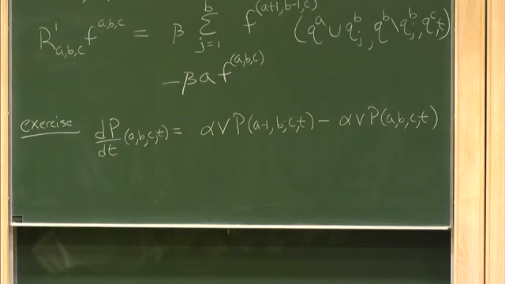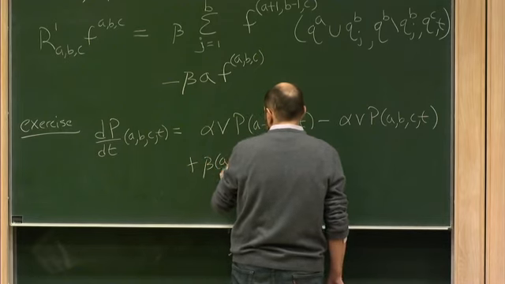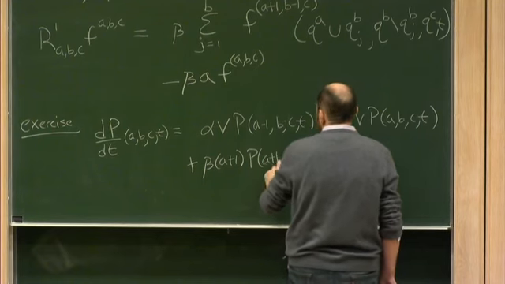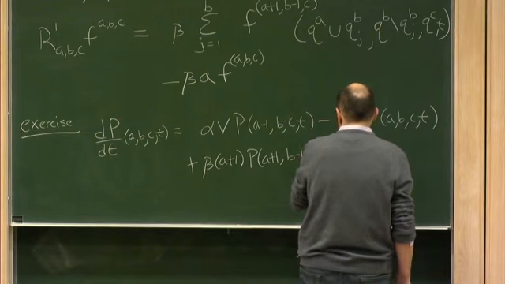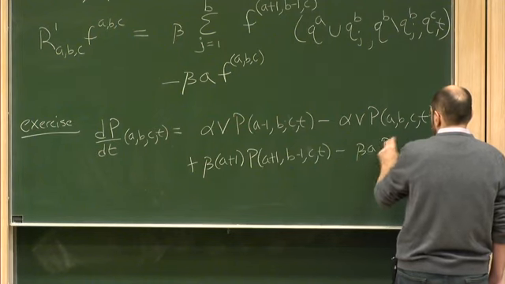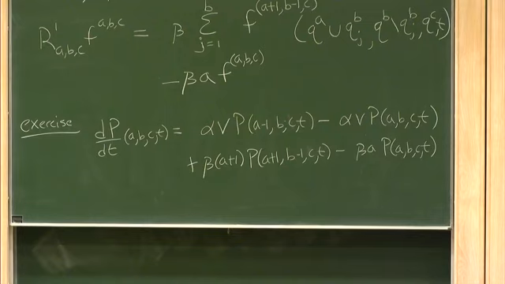Okay. And then from your new reaction, you would have beta (A plus 1) P of A plus 1, B minus 1, C at t, minus beta A P of A, B, C at t. So basically, with what we've put in so far, if you look at the probability that you just have a certain total number in the system in our spatial model, it is exactly what you would get in the well-mixed model. Okay? So that's what we've got so far.